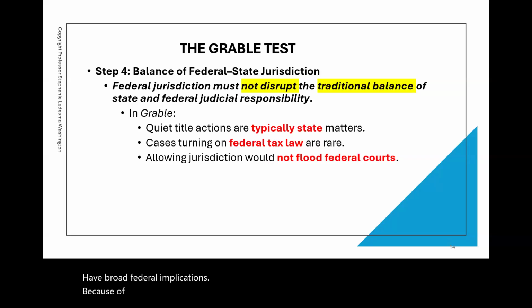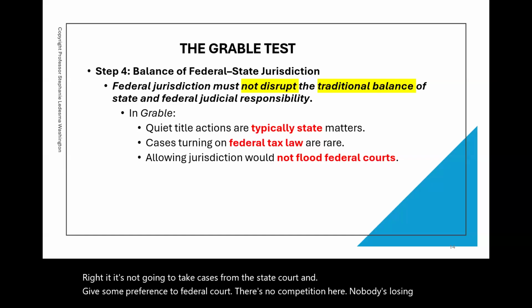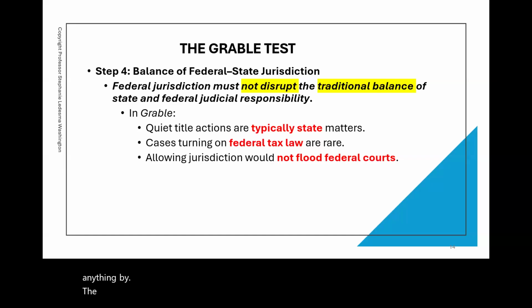Because of the need to have uniformity in the interpretation of this federal law, resolution of this case isn't going to upset the balance between federal government and state government, or federal court and state court, right? It's not going to take cases from the state court and give some preference to federal court. There's no competition here. Nobody's losing anything by the federal court bringing some uniformity and some consistency to this case. So step 4 is also satisfied.